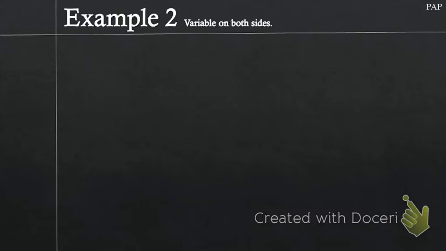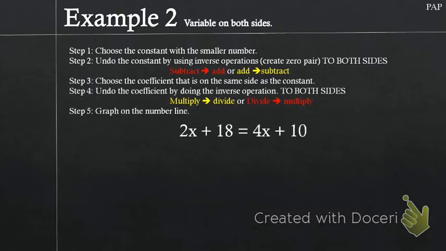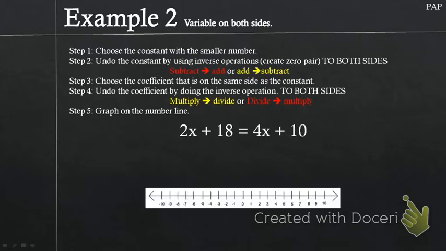Example 2, this is variables on both sides. So you're going to choose the constant with the smaller number. Here our constant with our smaller number is our 10. So let me make it smaller. We're going to subtract 10 to both sides. Positive 10 and a negative 10 make a 0 pair.